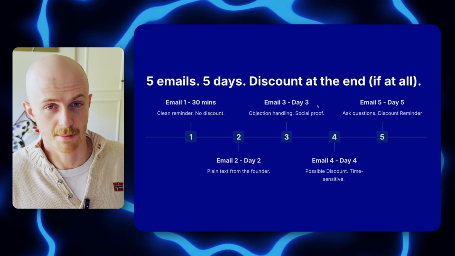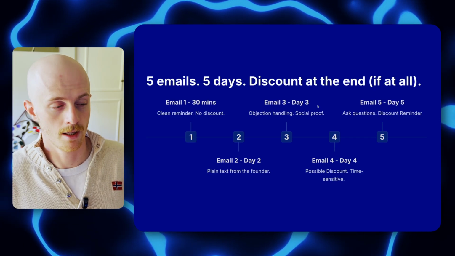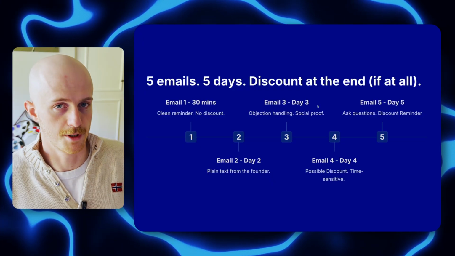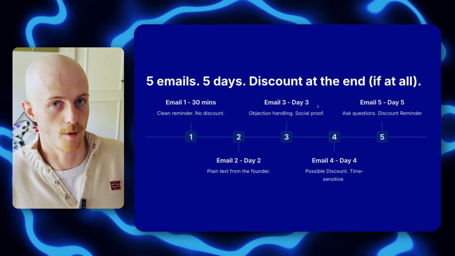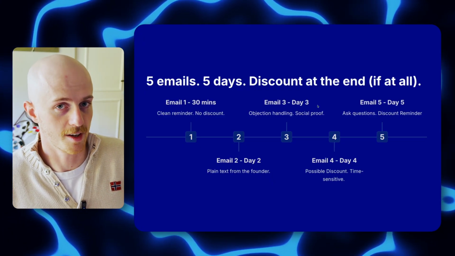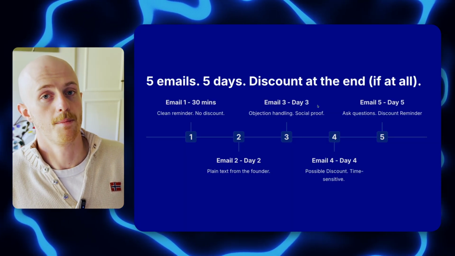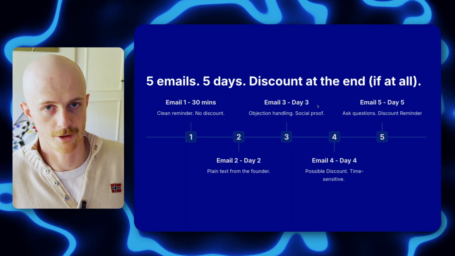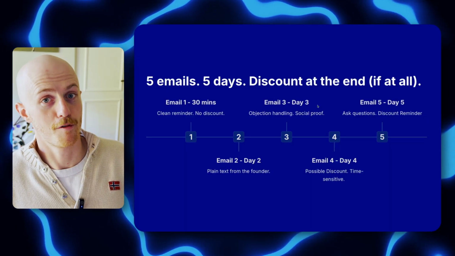We found a plain text email from the founder works really well as the second email. Again, I'll show you examples of all of these in a second. For email 3, you want to overcome some objections, because if they haven't converted by this point, there is likely something beyond just being forgetful that's stopping them from purchasing. They might be looking at a competitor, they might not trust your brand enough, so this is your opportunity to build that trust. And if you do want to add a discount, email 4 is the place to do it.